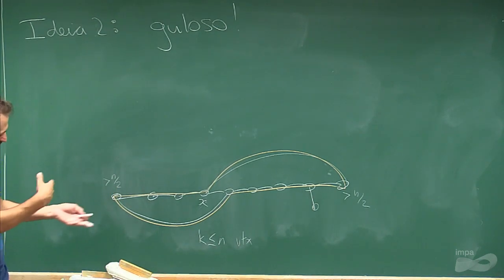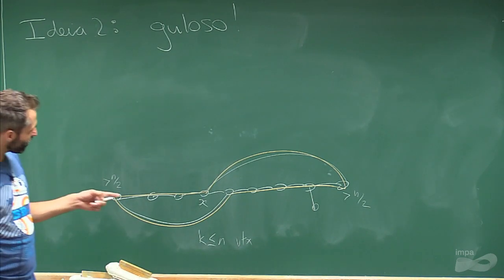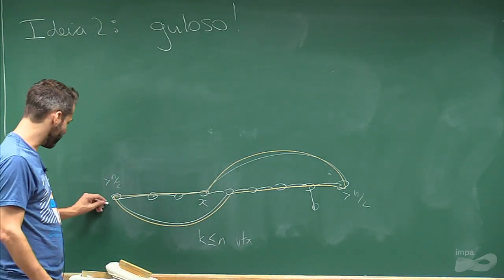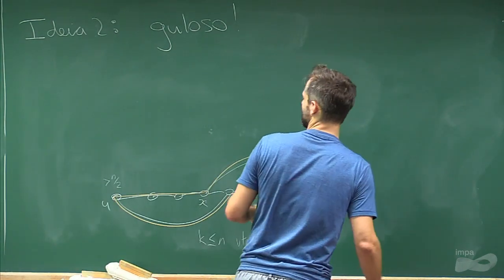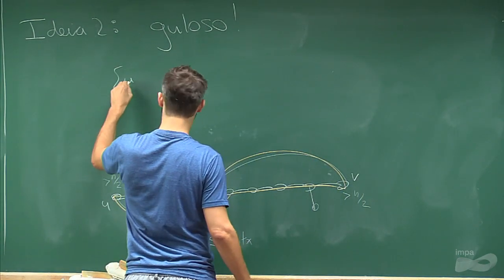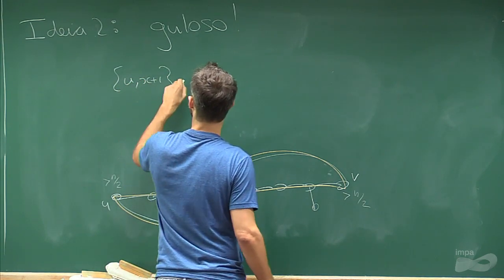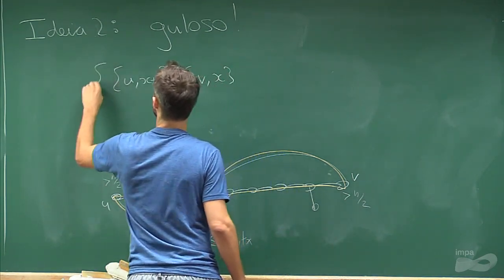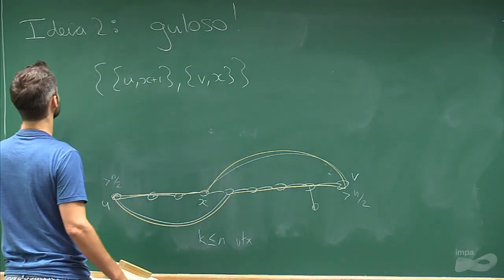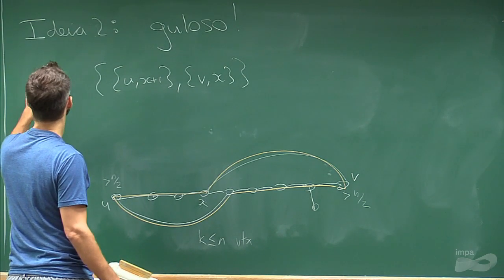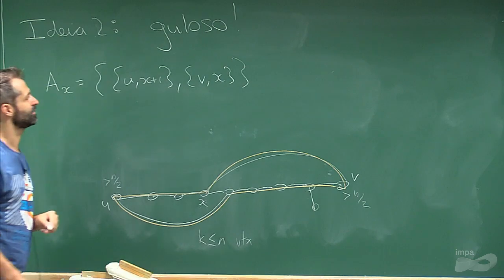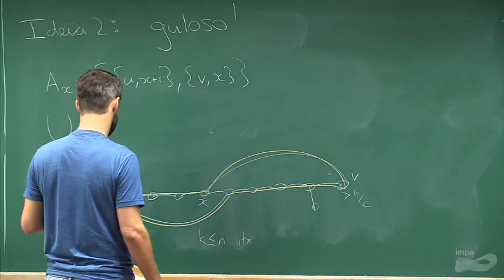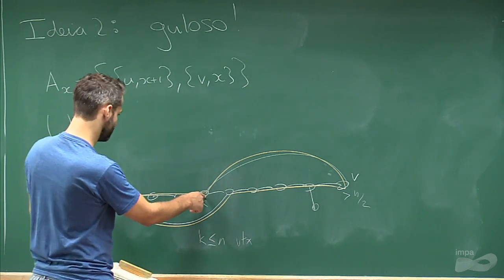But let's do it slightly carefully. So what do we want? We're looking for a pair of edges, let's call these u and v, of the form u x plus 1 and v x. So this is, what do we call it, A x. Now, if you look at the union of A x over all x.